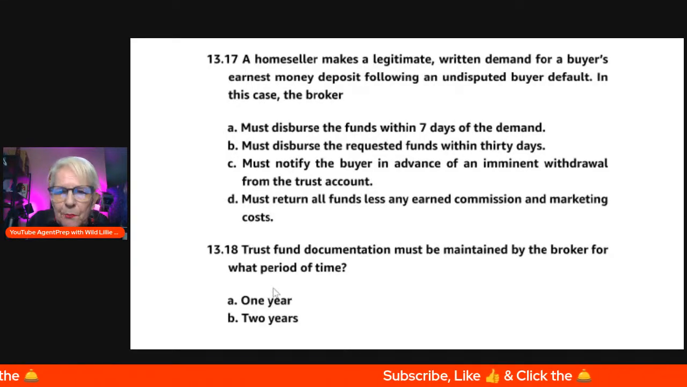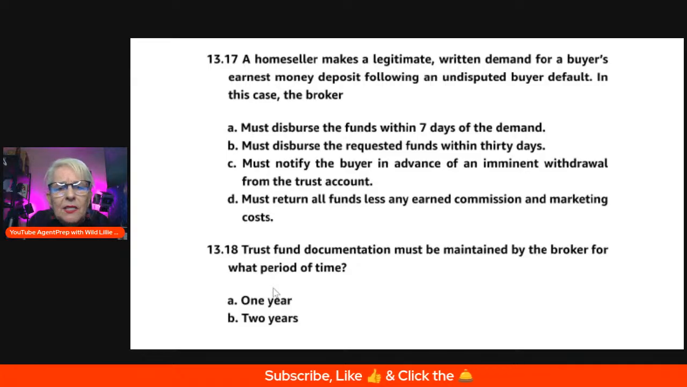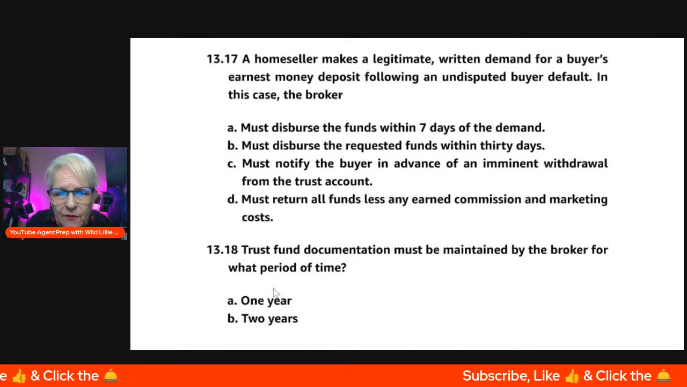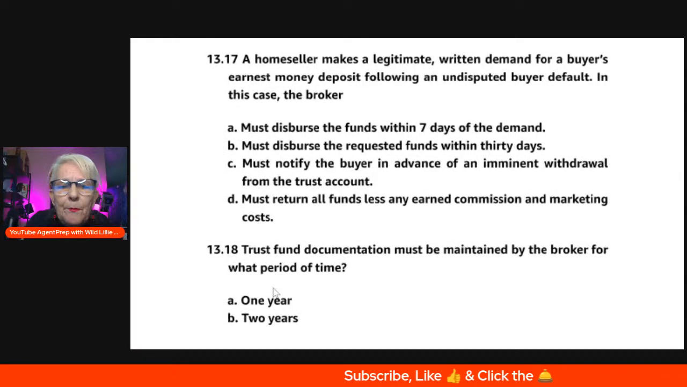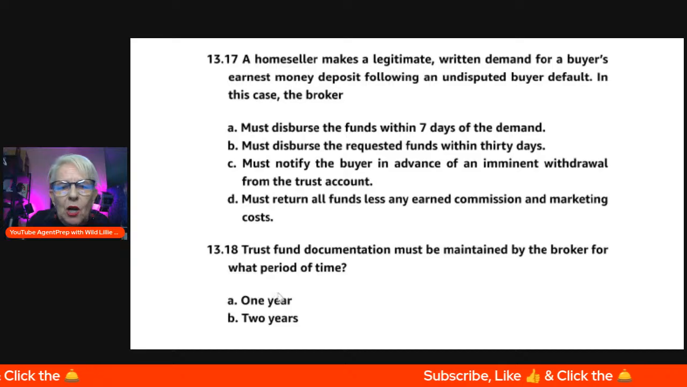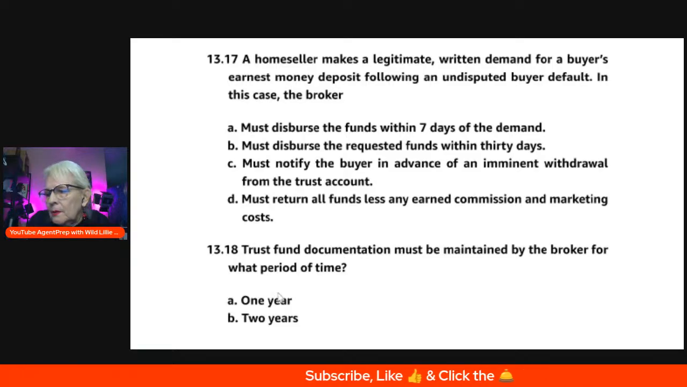They don't dispute it. In this case, the broker A, must disburse the funds within 7 days of the demand. B, must disburse the requested funds within 30 days. C, must notify the buyer in advance of an imminent withdrawal from the trust account. Or D, must return all funds less any earnest commission and marketing costs. So this is a demand letter.